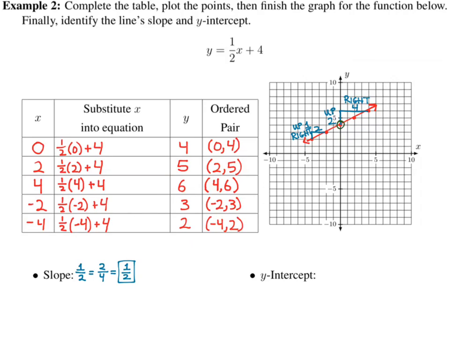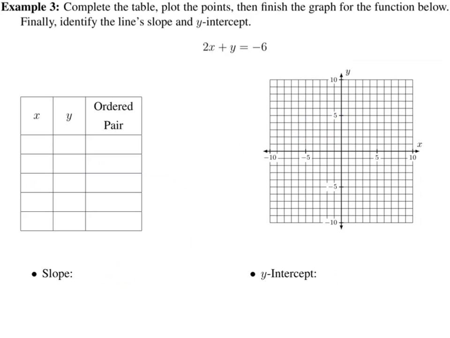The y-intercept is where it crosses the y-axis. We have the point there, 0, 4. Ladies and gentlemen, we are moving forward. That is the end of the second example. We made a table, made a line, made a slope, made a y-intercept, and now it does not say y equals. It says 2x plus y equals negative 6.